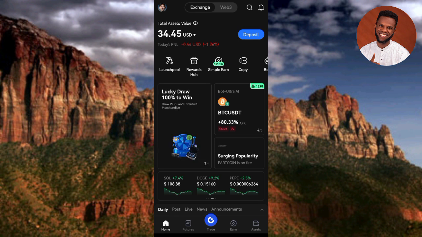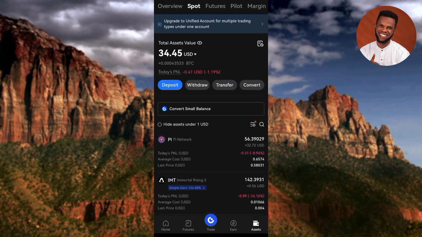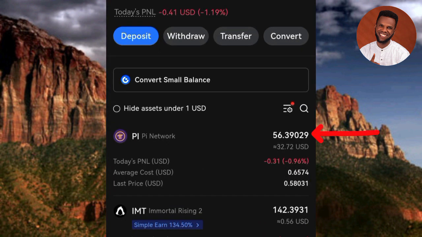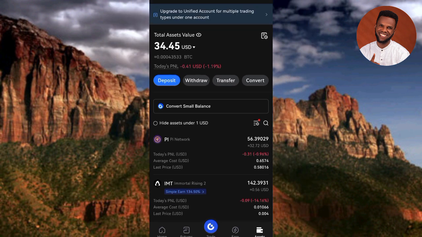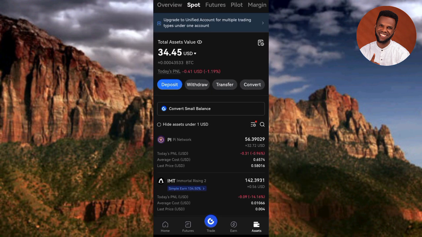So the first step you have to take now is to make sure you have the Pi token, the crypto, in your account. For you to find that, you have to tap on assets. Let me tap on assets. Now you can see that under the assets, I have the Pi coin right there. I have 56 Pi coin. So now the next step you have to take is to convert and sell this Pi coin to USDT.